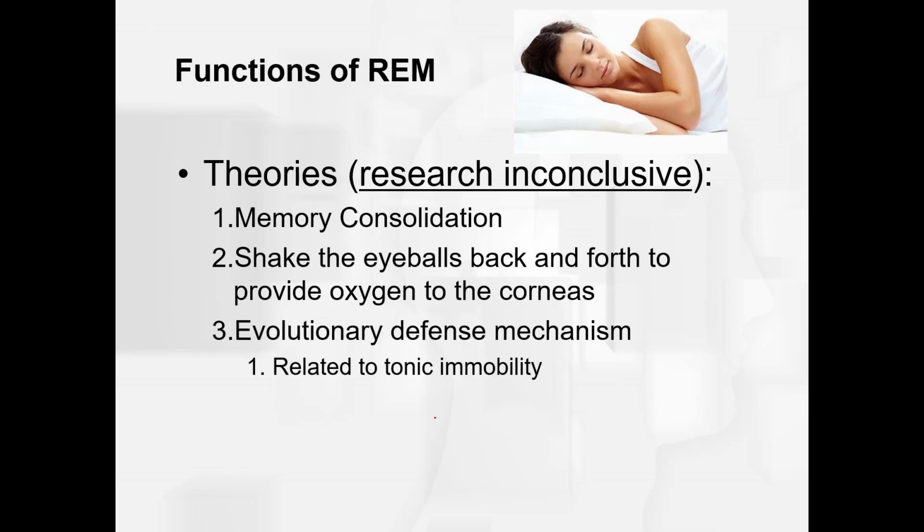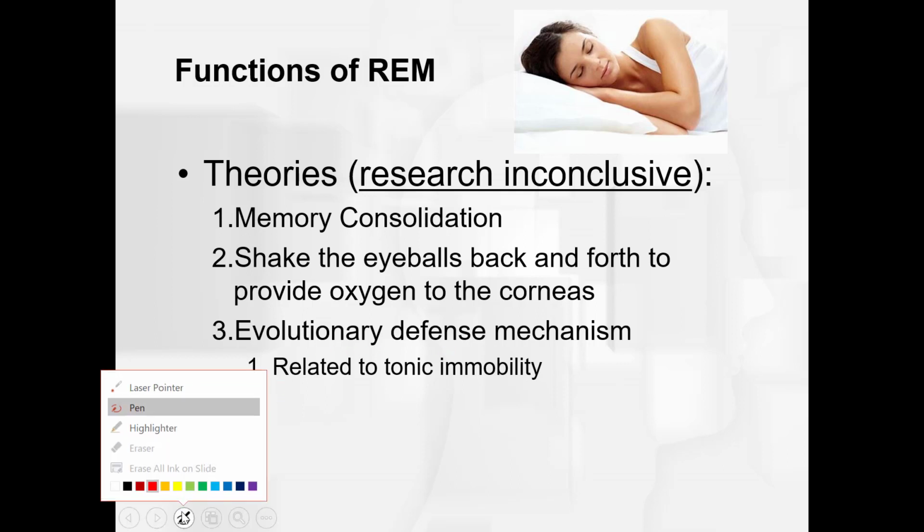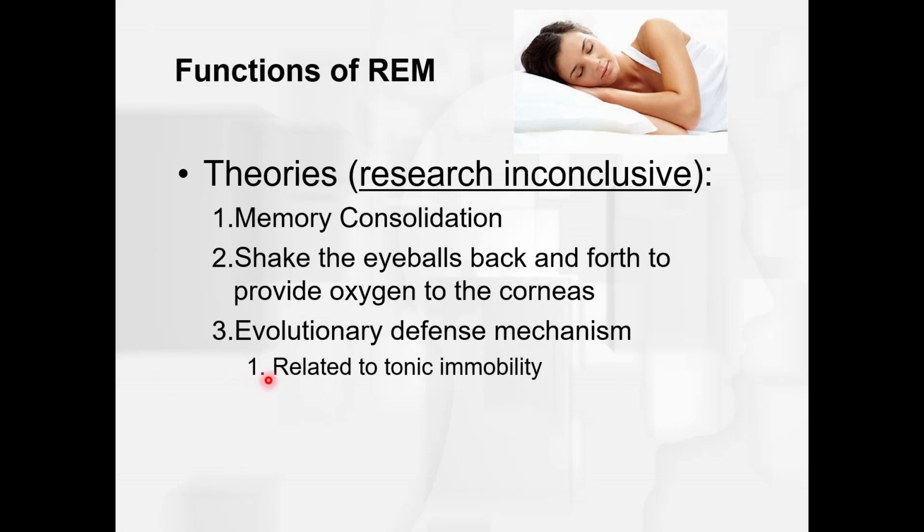Another one that I think is kind of interesting is this evolutionary defense mechanism. The idea is that it's related to something called tonic immobility. Do you know what tonic immobility is? It's a defense mechanism in other species, and the idea is that perhaps we just inherited it. And that's why, remember, those pons send signals to our postural muscles that inhibit them.